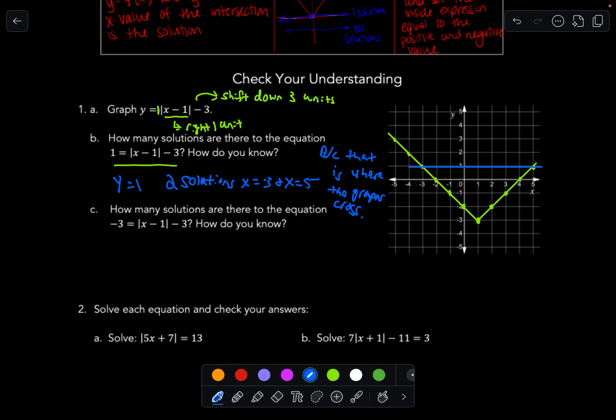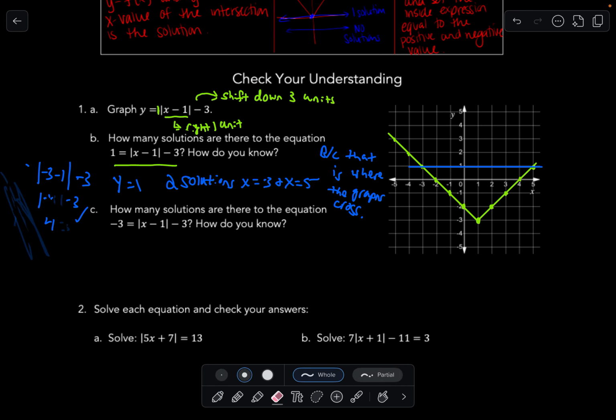The check would be, does 1 equal, I'm going to plug negative 3 in. Does 1 equal the absolute value of negative 3 minus 1, minus 3? Negative 3 minus 1 is negative 4, absolute value, and that's 4 minus 3. And yes, indeed, that does equal 1. And so the solution x equals negative 3 works. Check the other one.